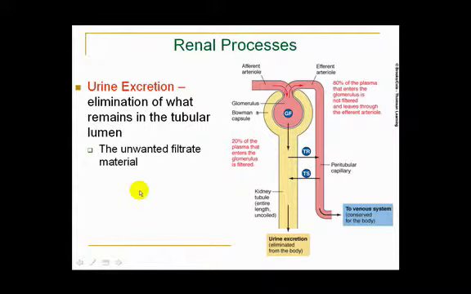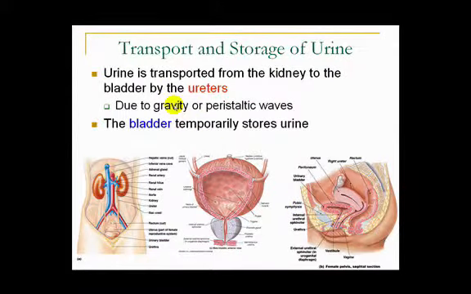We've talked all about how you produce the filtrate from the blood and then the filtrate travels through the nephron. You reabsorb what you need, you secrete what you don't need, so you've adjusted the filtrate based on your body's needs, and whatever is left when it gets to the collecting duct, then you're going to excrete that. Okay, so your excretion is the elimination of whatever remains in that tubular lumen, and we call that final product urine.